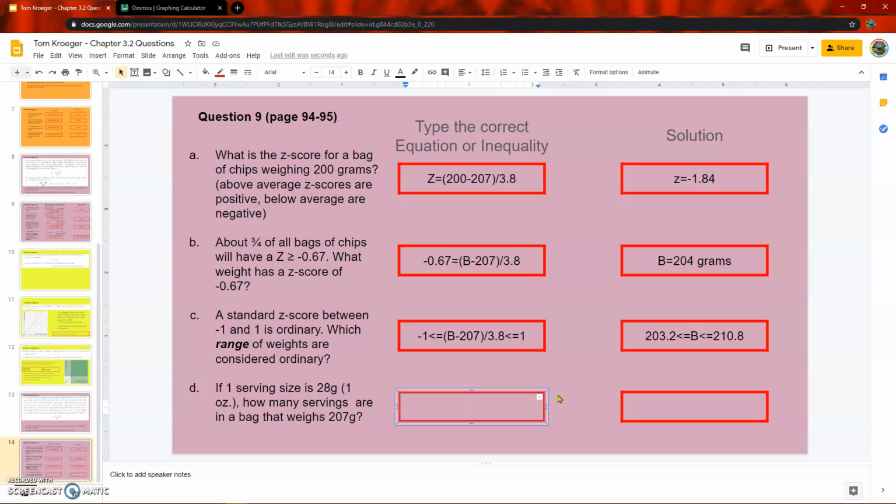Finally, if one serving size is 28 grams, then how many servings are in a bag that weighs 207? So that's 207 divided by 28, which gives us 7 servings total. All right.